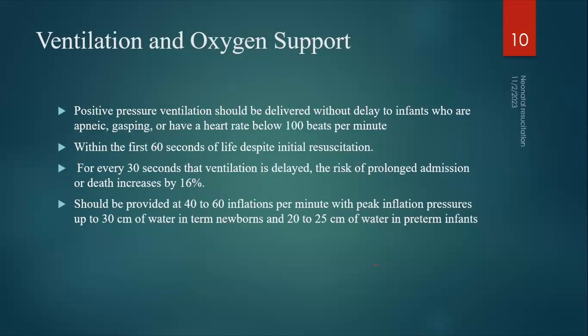In the first hour, you should be able to deliver this positive pressure ventilation using an Ambu bag. The indication for positive pressure ventilation is either a child not having effective breathing or a child having a heart rate of less than 100 beats per minute, and we start support in the first 60 seconds of assessment. For every 30 second delay in initiation of positive pressure ventilation, there is a 16% chance of death. So as much as possible, you should initiate positive pressure ventilation in the first 60 seconds. The rate should be 40 to 60 inflations per minute with a peak inflation pressure of 30 centimeters of water in a term baby.